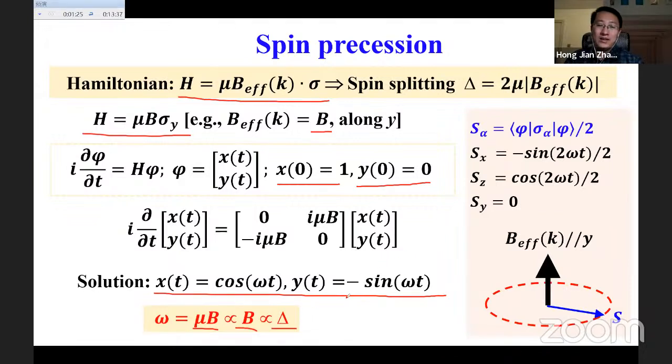And then we can look at what it means. Having the spinor solution, we are able to define the spin magnetization by this formula, and we can compute it. The X component of the spinor is given by this one, and the Z component of the spinor is given by this formula. We will see the Y component of the spinor is always zero. So it means if your magnetic field is pointing along the Y direction and your electronic spin is initially aligned along the Z direction, then based on this Hamiltonian, your spin will precess over this plane, which is perpendicular to the magnetic field direction. And the precession frequency is proportional to the magnitude of the effective magnetic field.